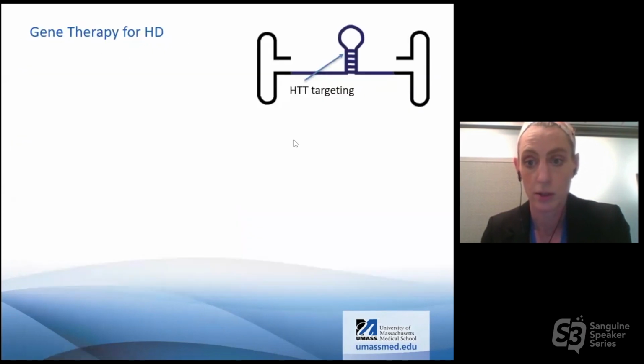So what does gene therapy for HD look like? What we do, and what other groups have done, is introduce an artificial microRNA that targets the huntingtin gene, and we are targeting both normal and the mutant huntingtin. So not just the mutant huntingtin. This is because it's actually fairly difficult to specifically target the mutant huntingtin.